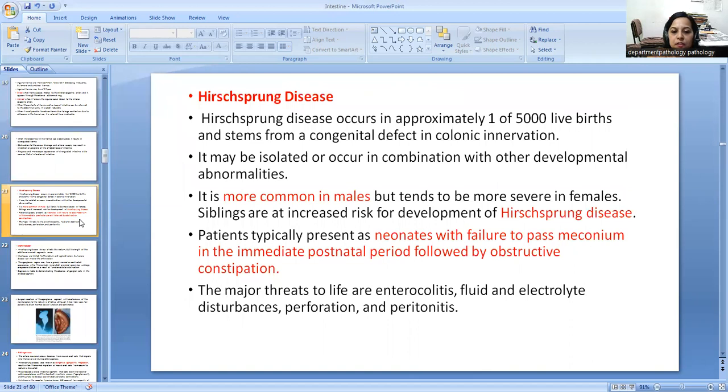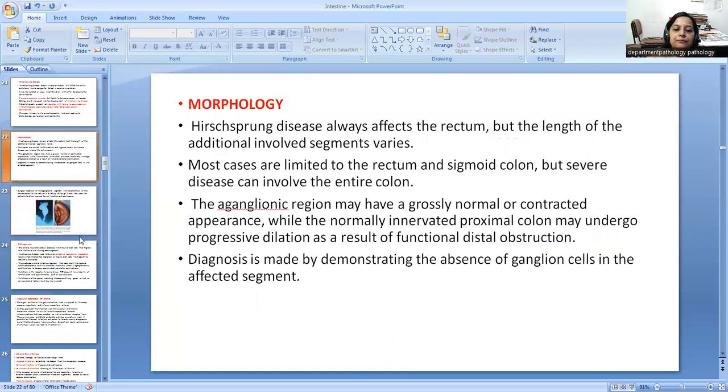Now, Hirschsprung disease. It occurs in approximately 1 of 5,000 live births and stems from a congenital defect in colonic innervation. It may be isolated or occur in combination with other developmental abnormalities. It is more common in males but tends to be more severe in females. Siblings are at increased risk for development of Hirschsprung disease. Patients typically present as neonates with failure to pass meconium in the immediate postnatal period followed by obstructive constipation. The major threats to life are enterocolitis, fluid and electrolyte disturbances, perforation, and peritonitis.